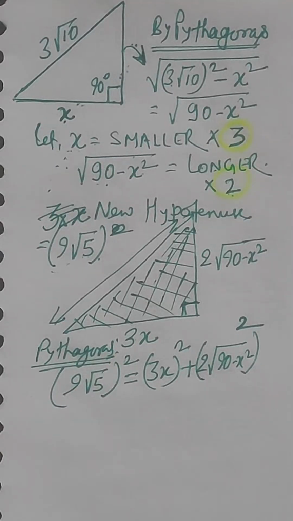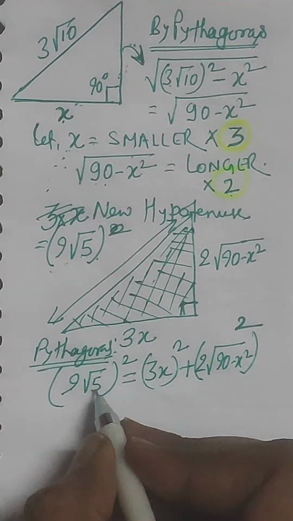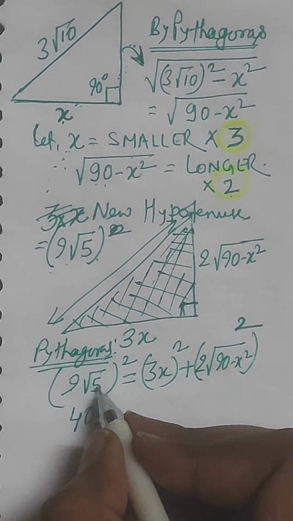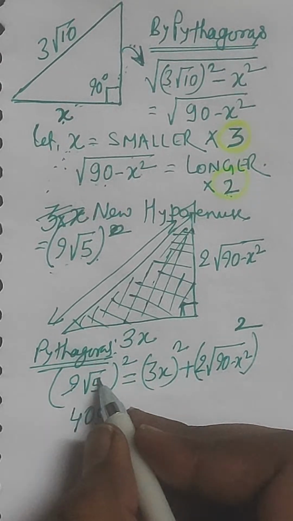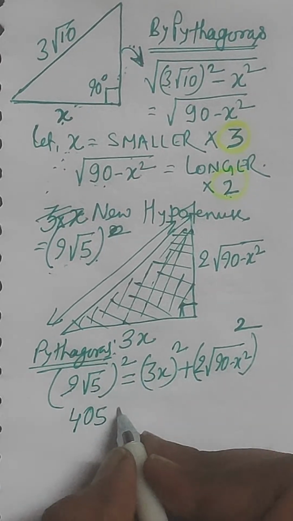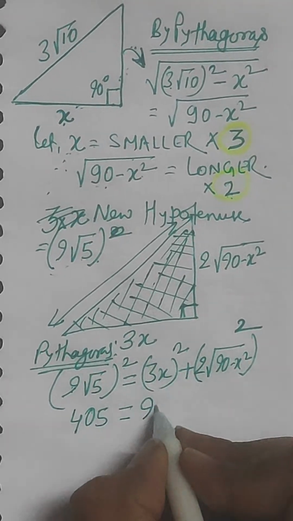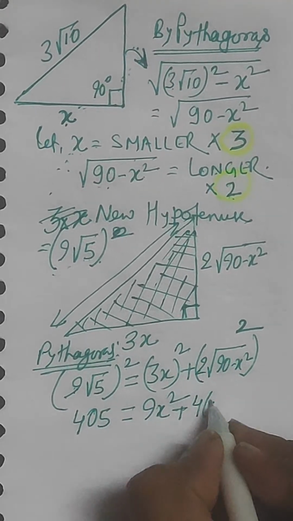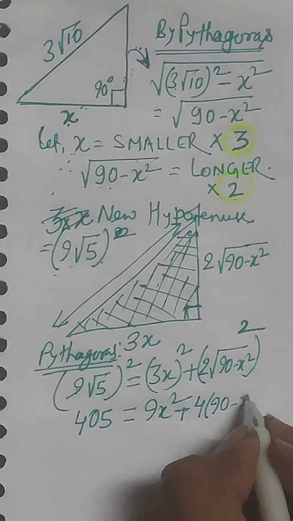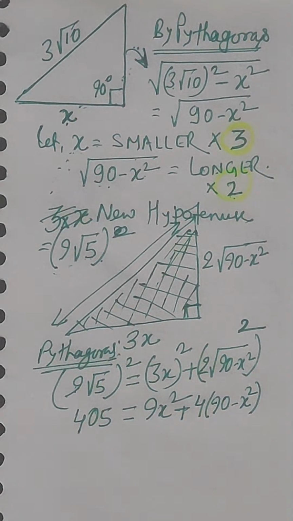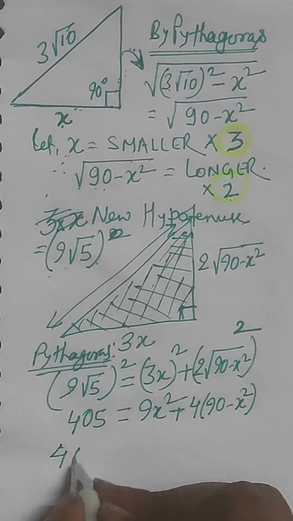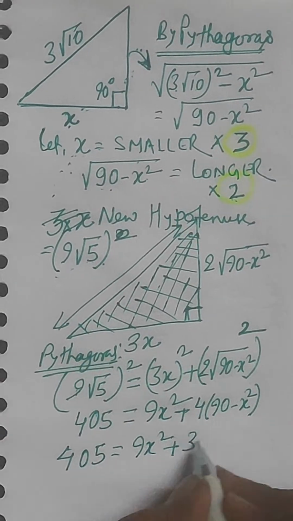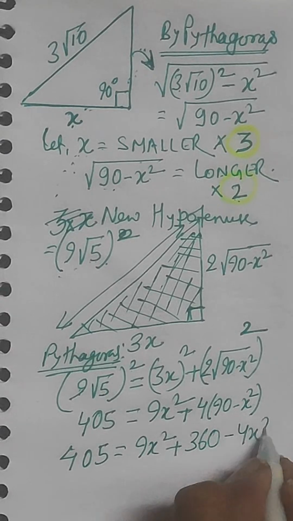When you solve it simply, 9 square will be 81, 81 into 5, 405. Root 5 square will be 5 and 9 square will be 81, so 81 into 5 will be 405 on the LHS. On the RHS we have 9x square plus 2 square, which is 4, times root 90 minus x square squared, where the root is eliminated. This gives you 405 equal to 9x square plus 360 minus 4x square.